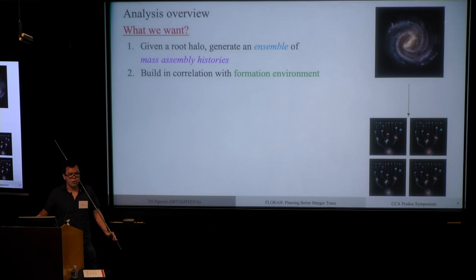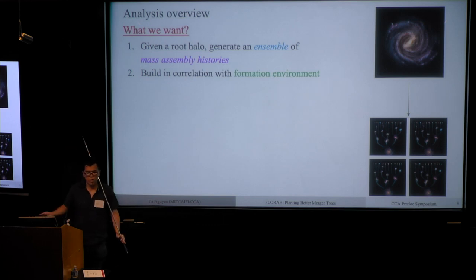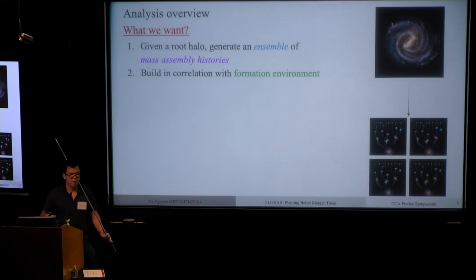Given a root halo, so given the Milky Way, for example, I want to generate an ensemble of mass assembly histories. An ensemble of member generative branch, because merger trees are inherently random. If I give you a Milky Way in a different location of the universe, they might not have the same satellite or the same formation history. So you want to model the entire population of them.